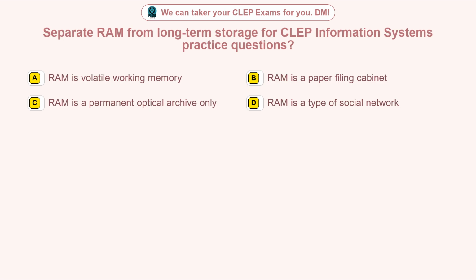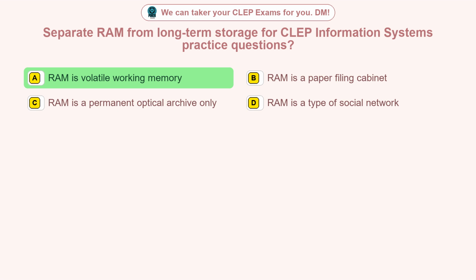Question 52. Separate RAM from long-term storage for CLEP Information Systems practice questions. Option A. RAM is volatile working memory. Option B. RAM is a paper filing cabinet. Option C. RAM is a permanent optical archive only. Option D. RAM is a type of social network. The correct answer is option A.